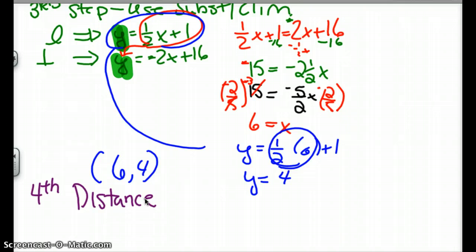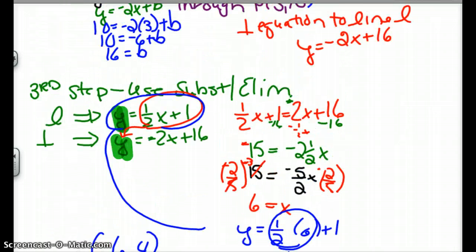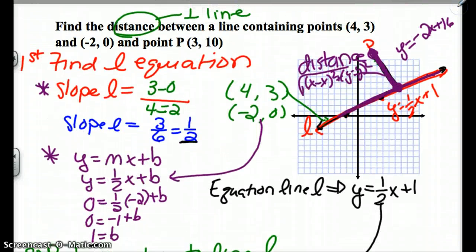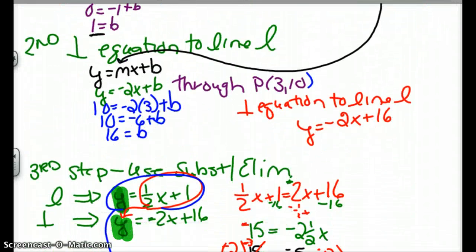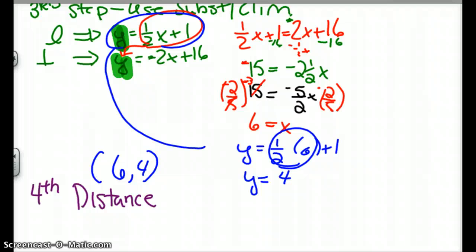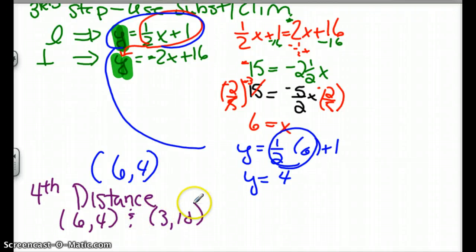Let's go back up here to the graph. I know you guys have it and you can see it, but I got to scroll all the way up. All right, so I just found this point is (6, 4), and I can go 1, 2, 3, 4, 5, 6, 1, 2, 3, 4. Okay, I'm thinking that's probably right. And this is (3, 10). So now I need to use my distance formula between those 2 points. I need to find the distance between (6, 4) and (3, 10).